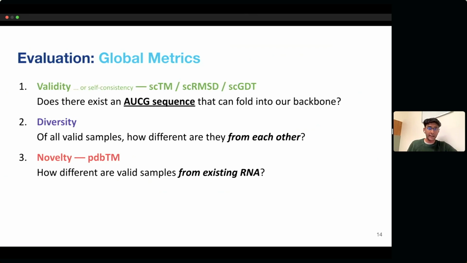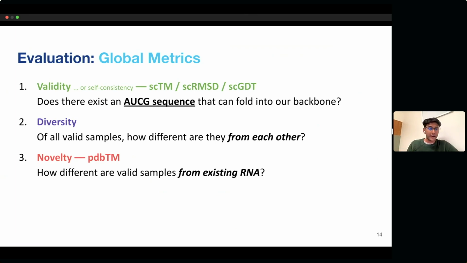Next, we want to globally evaluate our RNA, and this is very similar to what we've seen in the protein design literature. We want to check some sort of validity. So if I generate a backbone, is there an AUCG sequence that can eventually fold into our backbone? This is also called self-consistency, and in the protein design literature, sometimes it's called designability. For us, we measure this using self-consistency TM score, self-consistency RMSD, and self-consistency global distance test, which is used very commonly in the protein design literature.